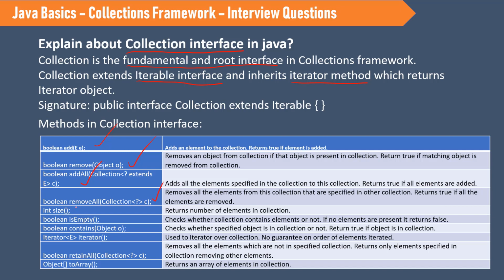And the size method is used to get the number of objects in a collection. isEmpty is used to check if a collection is empty or not. And with the contains method, we can check if an object is there in a collection or not. And we have seen this iterator method as well, where we have created an iterator object to iterate over a collection. And retainAll is used to retain the similar elements between two collections and remove everything else.